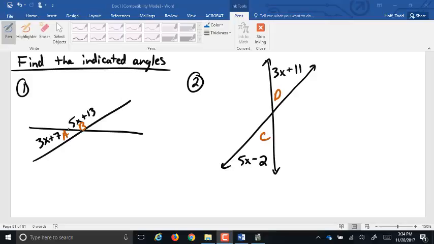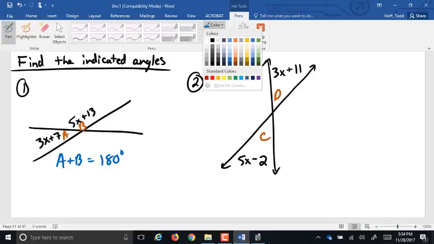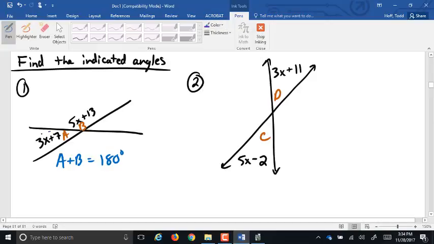We're looking for the two missing angles, A and B. What's the relationship between those two angles here? They add up to 180. Perfect. A plus B equals 180 degrees. So then we have to just put in the expression 3x plus 7 plus the 5x plus 13 equals 180.